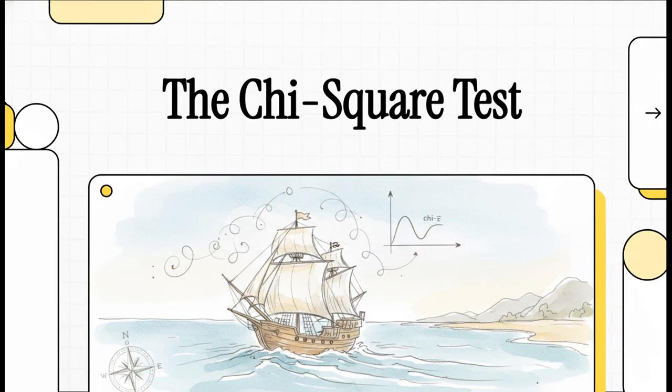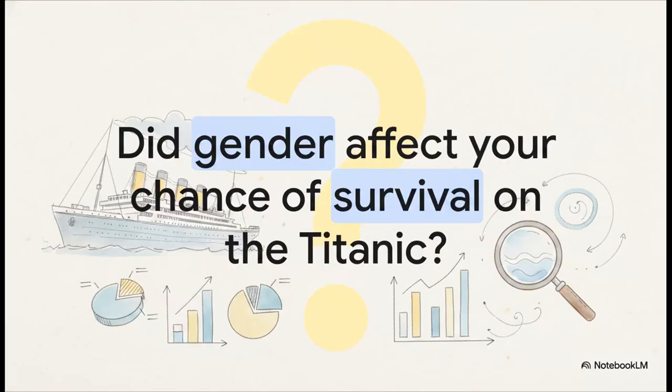Welcome everyone! In this explainer, we're going to unpack a really powerful statistical tool, the chi-square test, and we're going to do it by looking at one of the most famous events in modern history. Alright, let's jump right in with a really powerful question. This might sound like just a piece of history, but it's a question we can actually answer, for real, using data, in a little bit of statistical detective work.